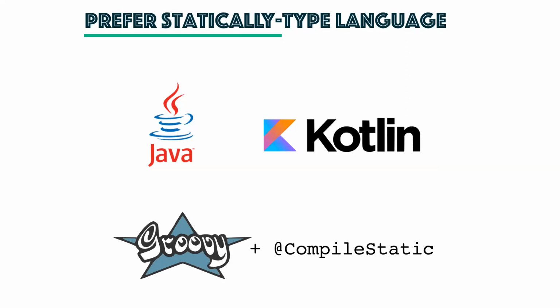Overall, I would say prefer a statically typed language because then you already have the typing in place. And if you go with Groovy, then make sure that you also use the @CompileStatic annotation because that basically tells the compiler, the Groovy compiler, to check for the types once you compile your code.